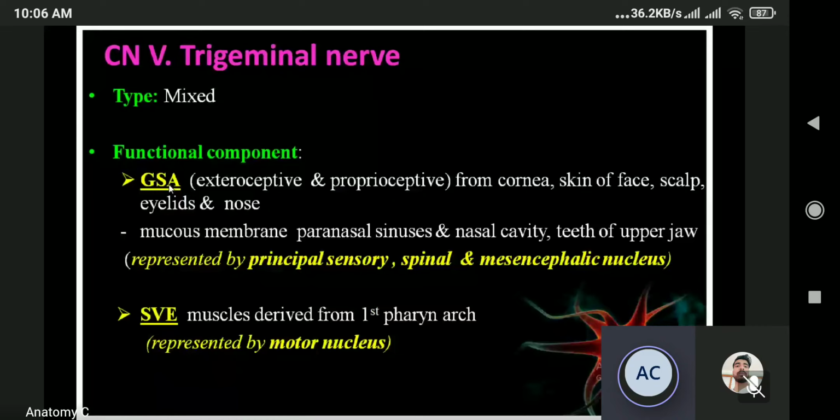That's why we keep this one as a general somatic afferent, because it is carrying the general sensation, not the special one. If it were special, it would be visceral afferent.